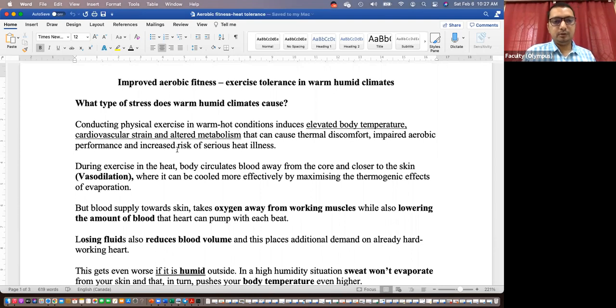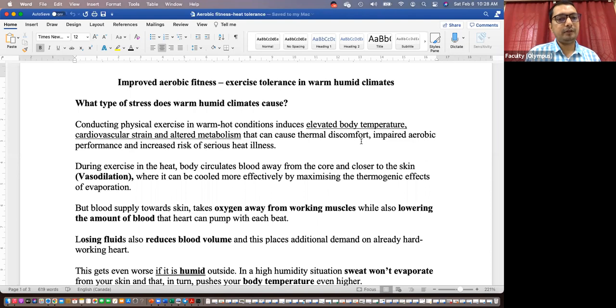Normally if people have to work out in warm, hot conditions, what happens? Body temperature gets elevated because you're burning fat, you're burning calories. Heat gets generated. And also it creates enough cardiovascular strain, enough pressure on your heart in pumping the blood. And also metabolic activities get altered. So thereby you get thermal discomfort.